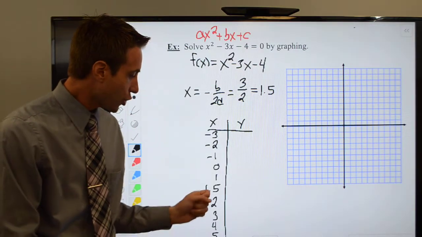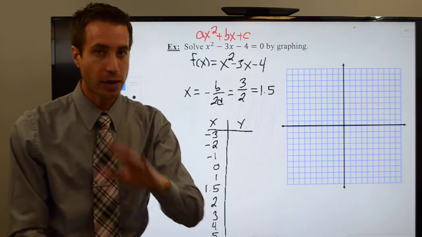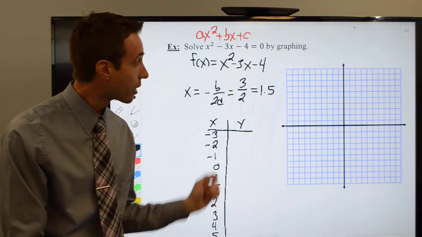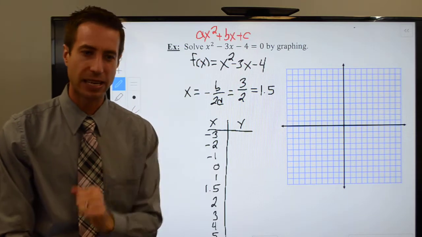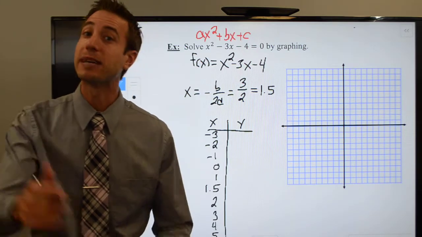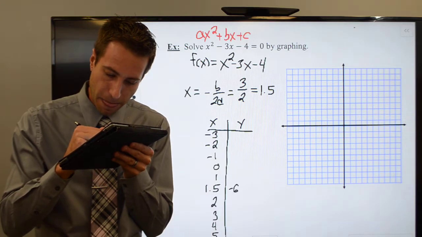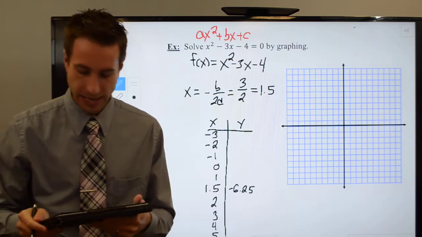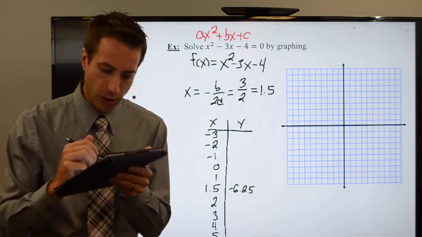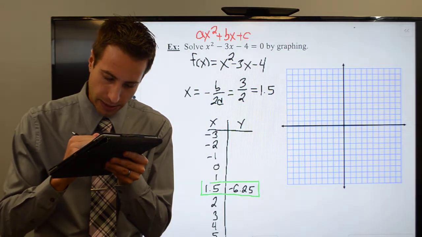Again, you're going to plug the x value into the equation that you were given. Don't fat finger something on your calculator. 1.5 in for all the x's. I actually did this one ahead of time because it was a decimal, and it comes out to be -6.25. Again, double check, make sure that you get the same thing that I do. But here's what I know. This is my vertex.